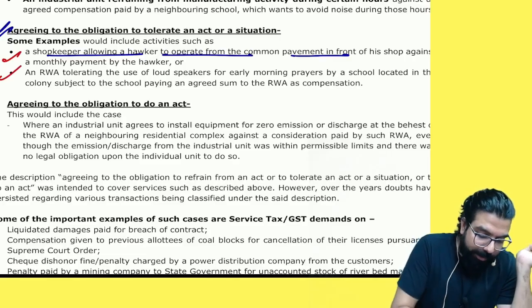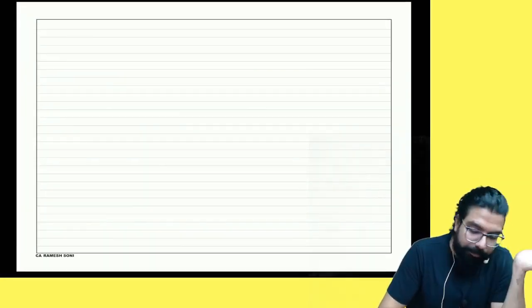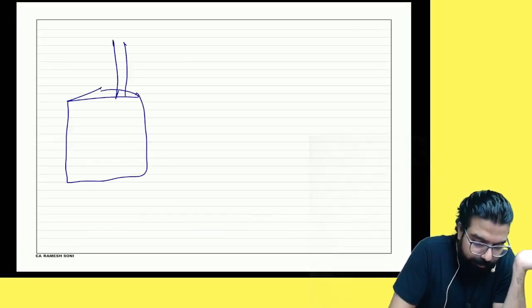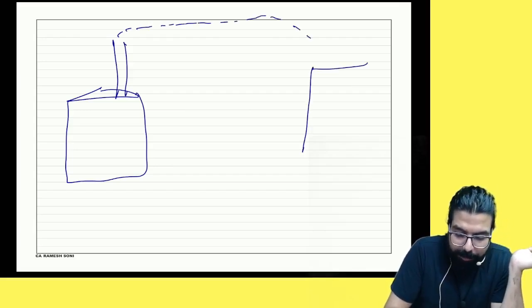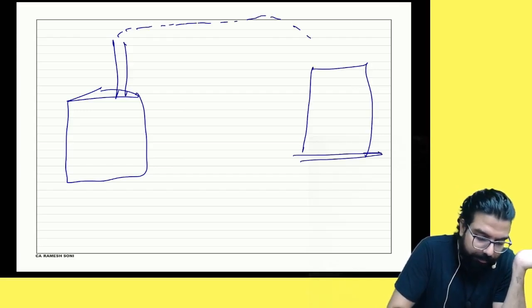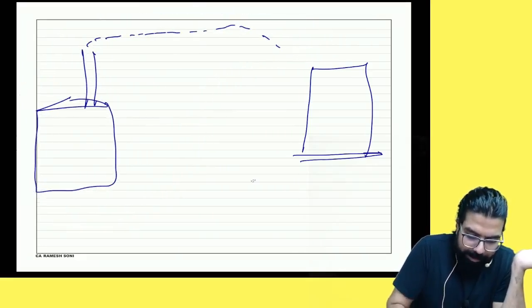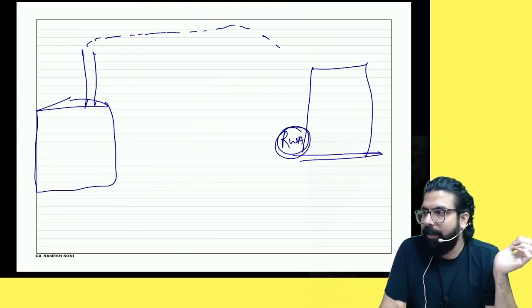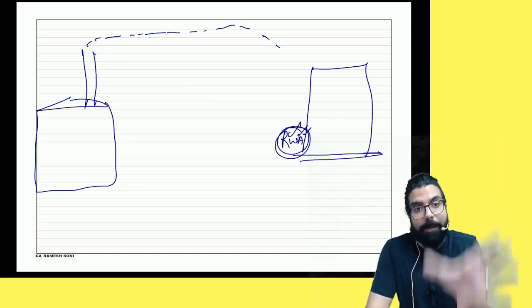Chalo, I've explained all this example. I'll tell you one more example. Everyone listen. There is one factory over here. The factory says the smoke is coming out. And there is one apartment over here. Every apartment has a resident welfare association which takes care of the apartment. Okay? Now listen.